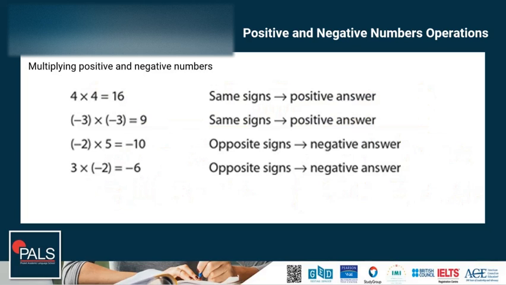Let's look at some examples. 4 times 4 is equals to 16. Same sign, positive answer. So it's positive 16. Negative 3 times negative 3, the answer is 9. Again, same signs, positive answer. Negative 2 times 5, the answer is negative 10. Opposite signs, negative answer. 3 times negative 2, the answer is negative 6. Opposite signs, negative answer.